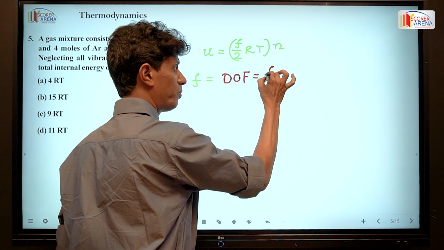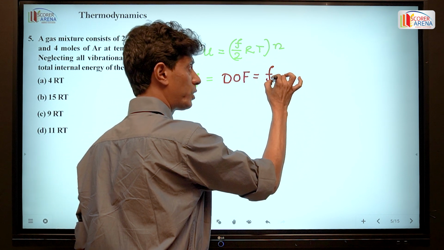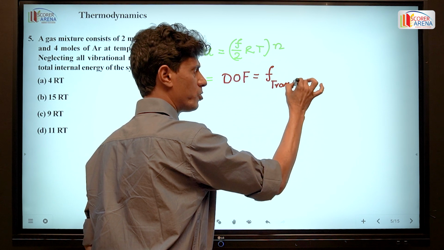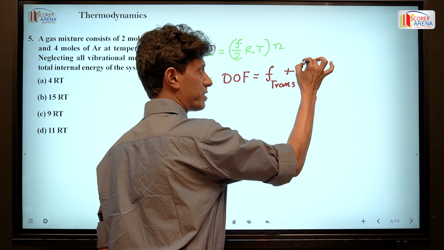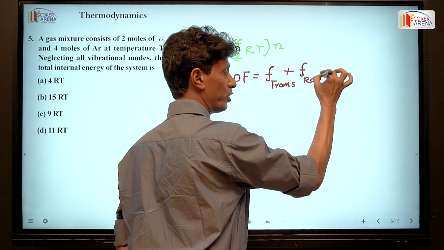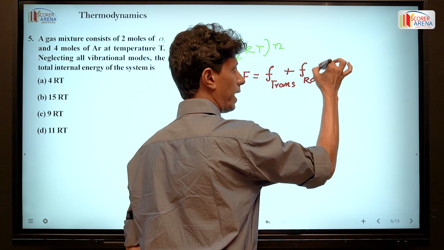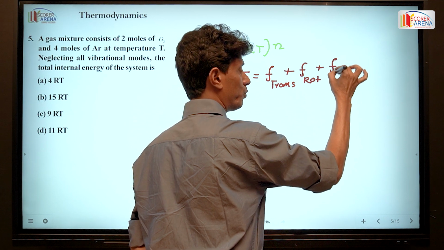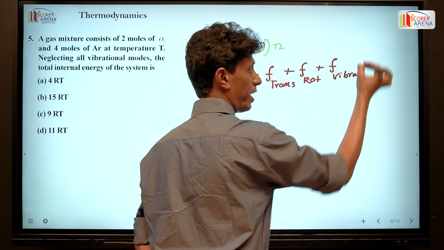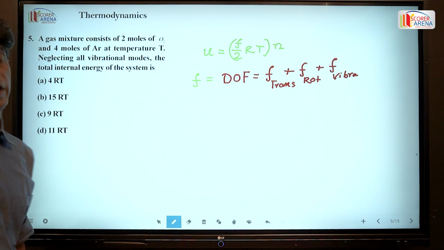Degree of freedom due to translational kinetic energy, plus degree of freedom due to rotational kinetic energy of the gas molecules, and degree of freedom due to vibrational kinetic energy of the gas molecules.